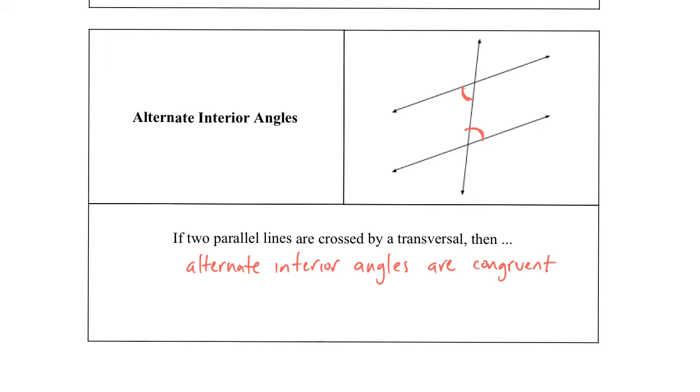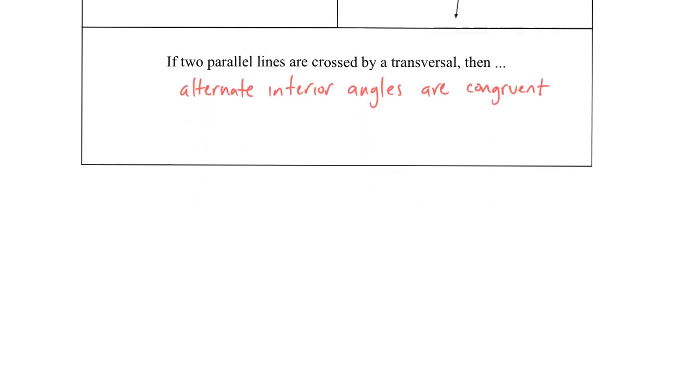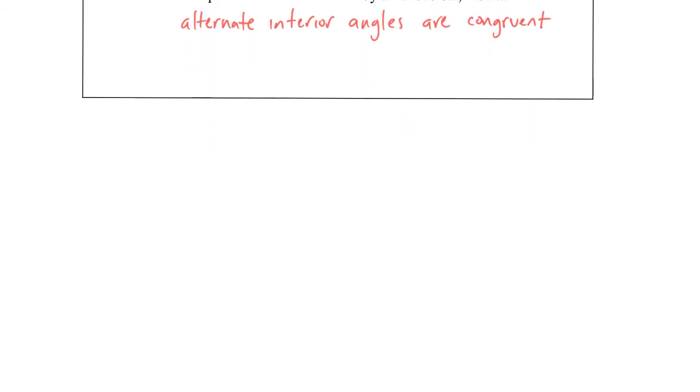Okay, so parallel lines gives you alternate interior angles that are congruent. Remember, if the lines are not parallel, you still have alternate interior angles. It's just they're not congruent anymore. Okay, let's keep going.